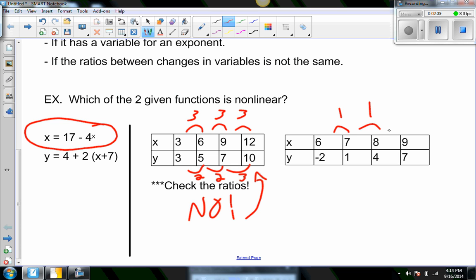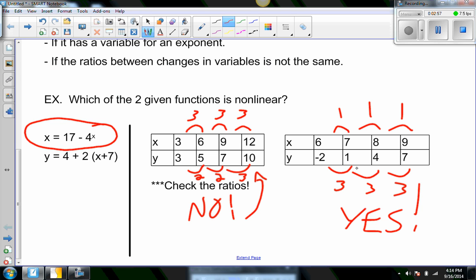Here it's changing 1, 1, 1. Here from negative 2 to 1 changes 3. 1 to 4 is 3. 4 to 7 is 3. You have 1/3, 1/3, 1/3. So this one is yes. It is linear. This one is no. Okay, this one is nonlinear.